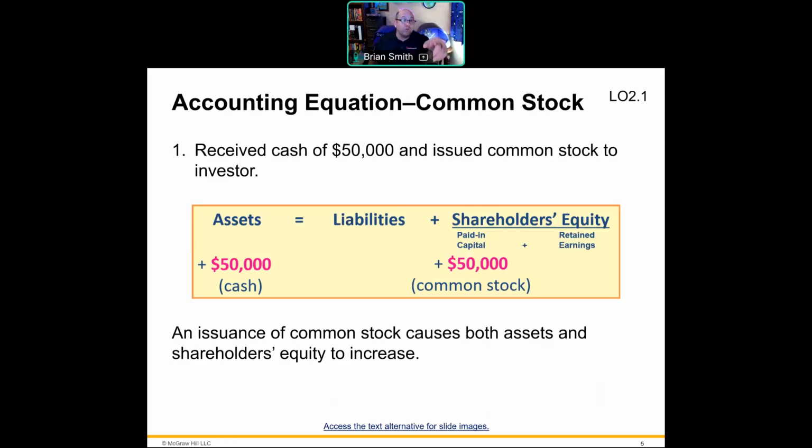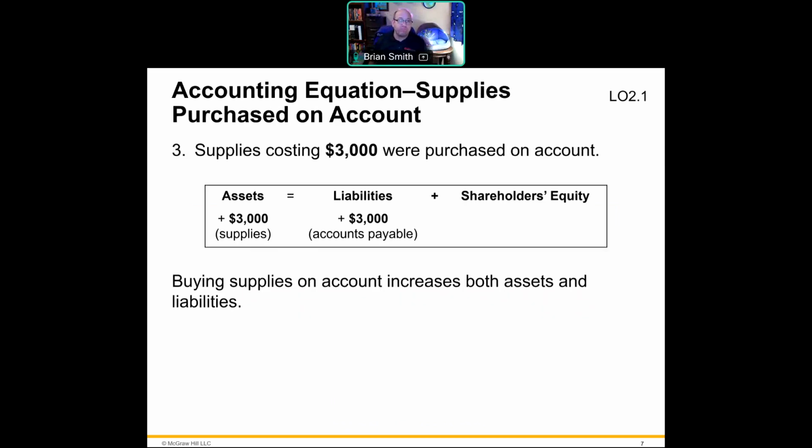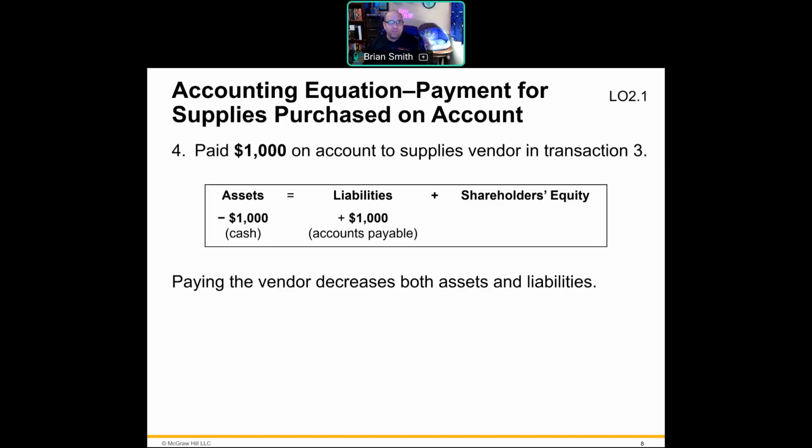So we received cash of 50,000 and issued common stock to an investor. Paid in capital, just common stock, and your assets, $50,000 cash, both go up. Okay. 40,000 was borrowed from the bank: cash goes up, an asset, and liabilities go up, both sides. We buy some supplies on account. So we owe 3,000 and we got 3,000 in supplies. Okay, paid 1,000 on account. No, we paid for some of the supplies, is what we did.